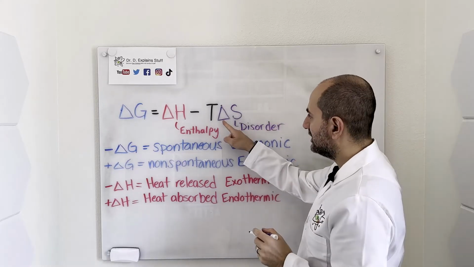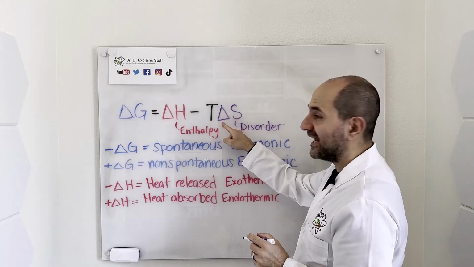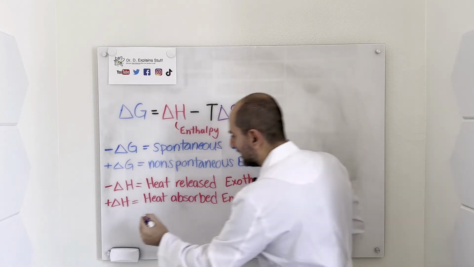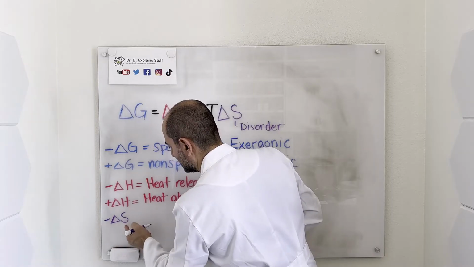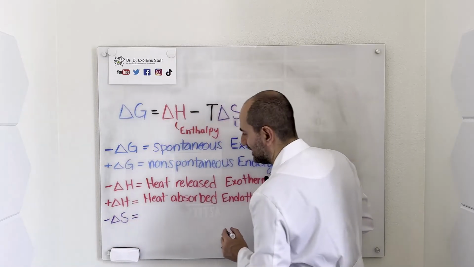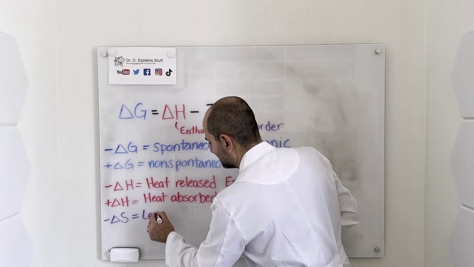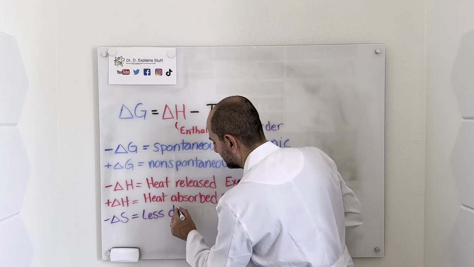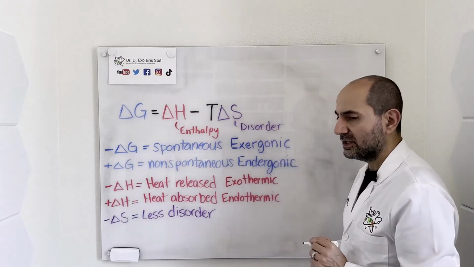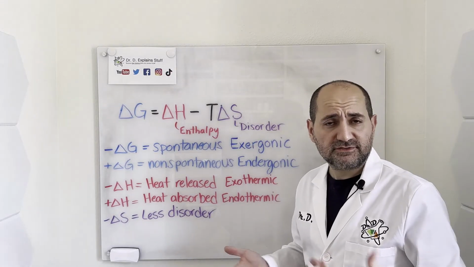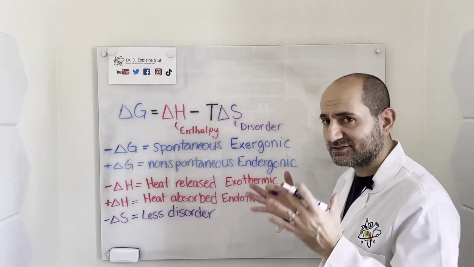And here we have delta S, which means change in S. Well, if we have a negative delta S, a negative change in S, this actually means we have less disorder. You could think of it as more order if you want, but it's less disorder.